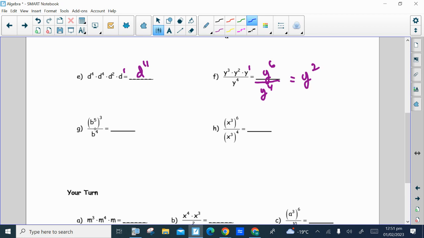Question G, using the power law, the top will be b to the 5 times 3, which is b to the 15th. And now we're dividing powers with the same base, so we subtract the exponents and keep the base the same. 15 take away 4 is 11.